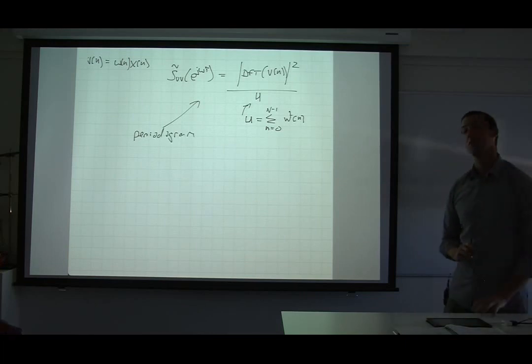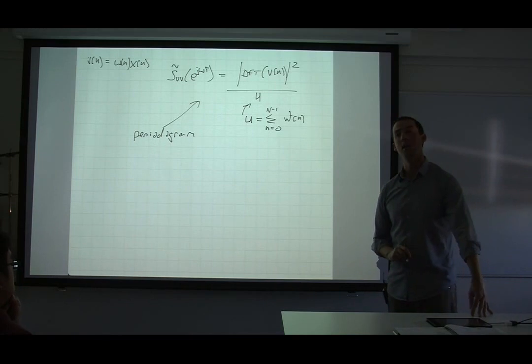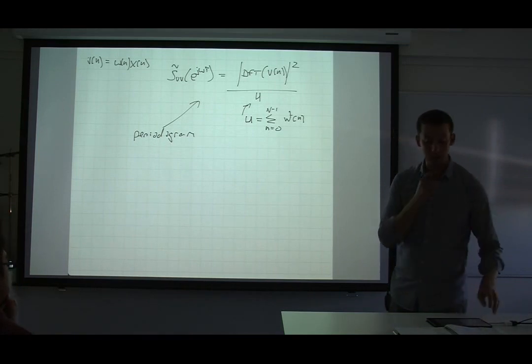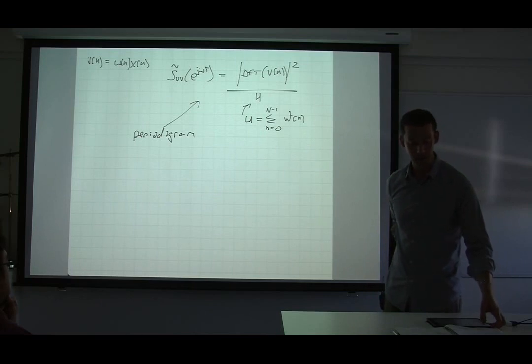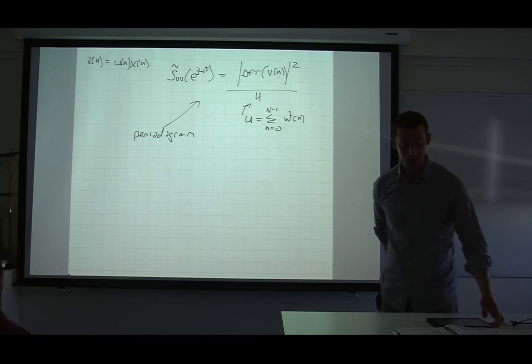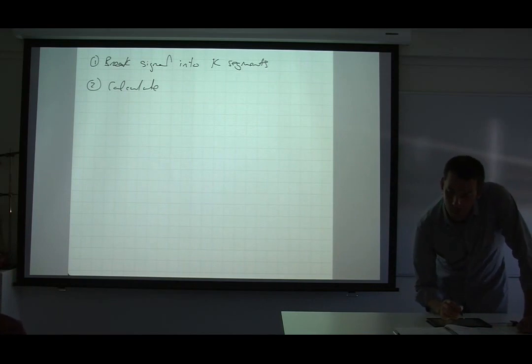There are about 7 or 8 different other ways to estimate power spectral density, and I'm only teaching you one because you can see we've been talking for an hour and 40 minutes and we're still not finished. There are many other ways to do it. This is just one called the periodogram. So take the periodogram.